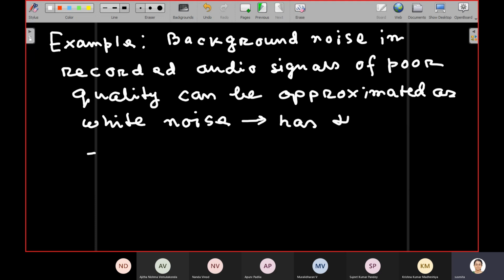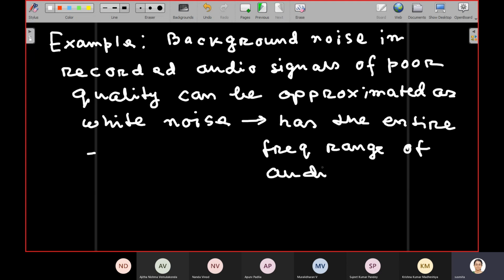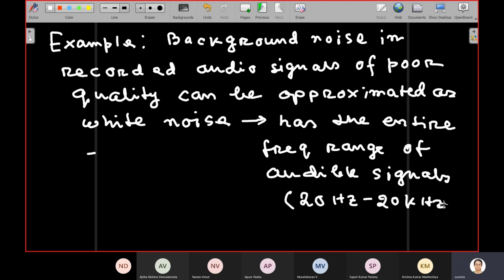It has the entire audible range, so that is from 20 hertz to 20 kilohertz. So the white noise, the background noise, has this entire frequency range. Over the entire range of audible frequencies, it has a flat profile. Whereas the signal of interest, the recorded audio signal of interest, will occupy a portion of the audible frequency range. Okay.